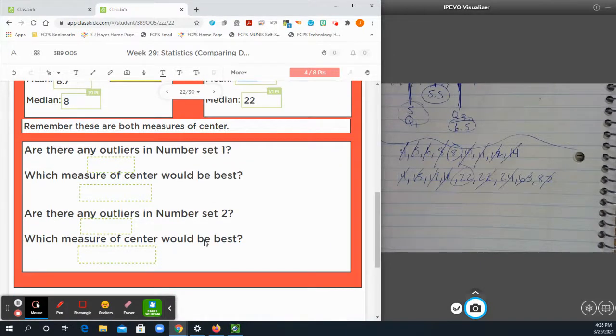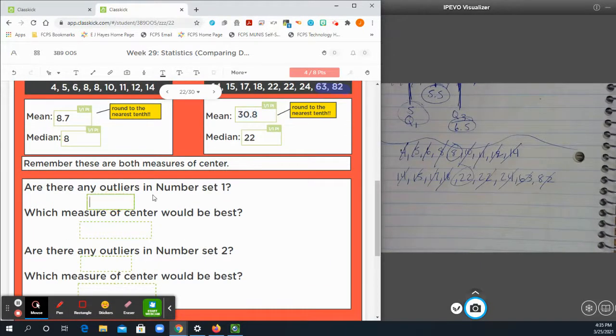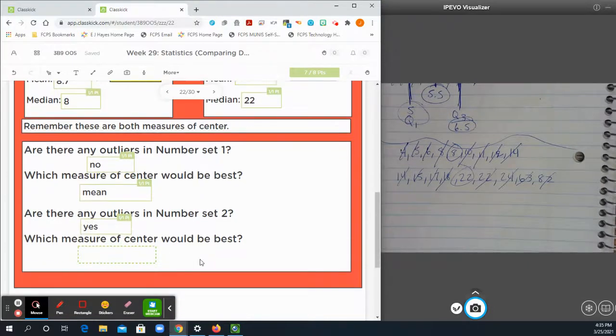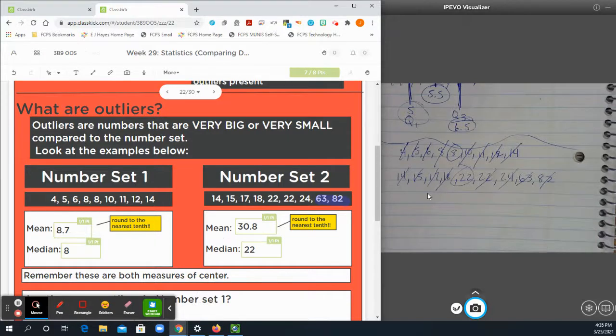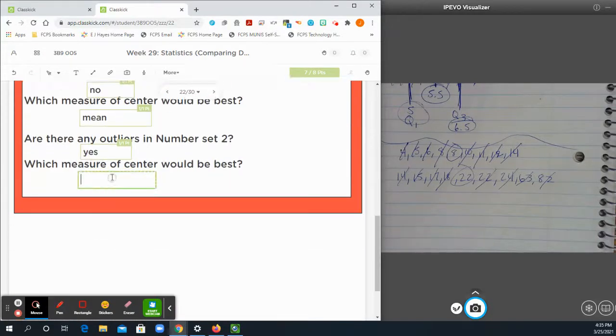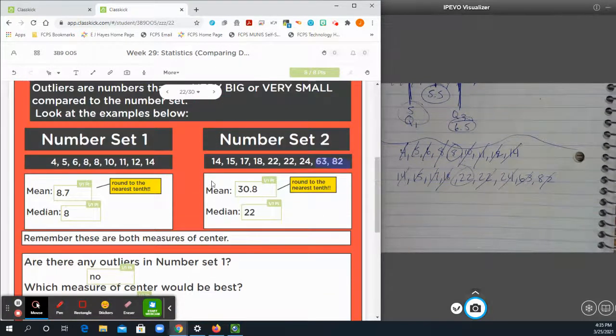All right, let's take a look at these. First off, are there any outliers in number set 1? We said no. They're all pretty close together. Which measure of center would be best? When there's no outliers, mean is best. Are there any outliers in number set 2? There are, so yes. And then which measure of center would be best? Well, we said if there's outliers involved, you should stick with median because it doesn't fluctuate due to a few outliers. All right, everybody good there?